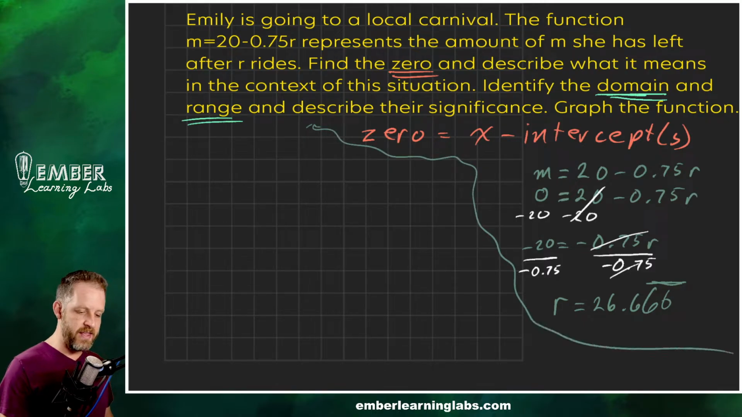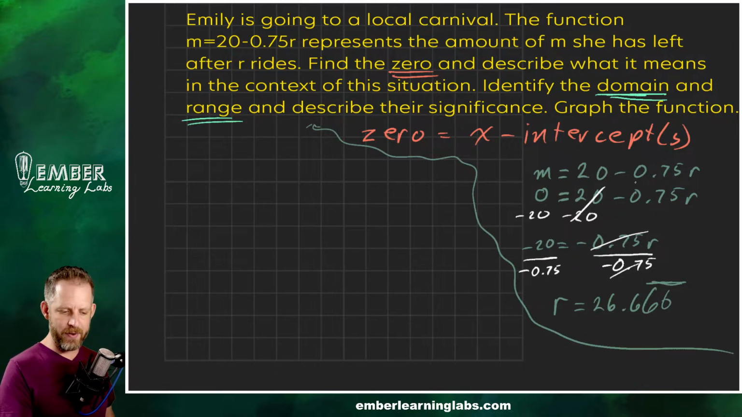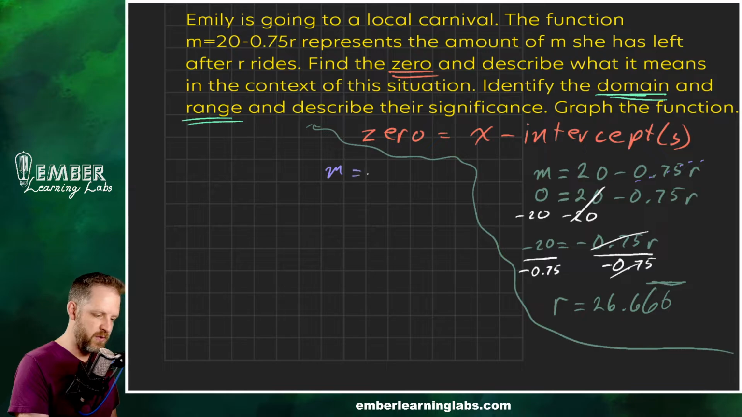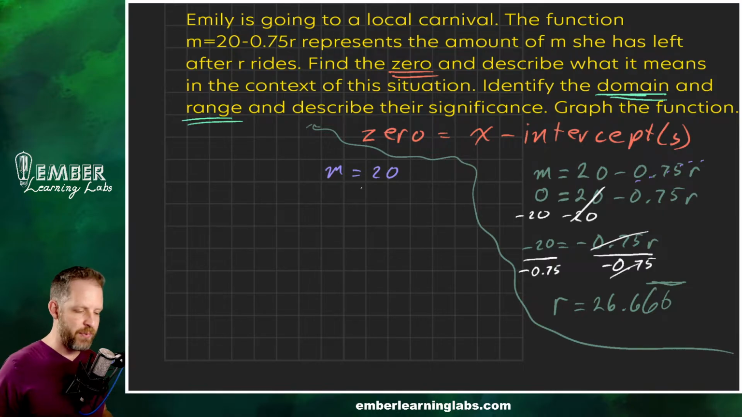Let's find the other intercept. So let's find the Y-intercept, or the M-intercept in this case. We're going to put a 0 in for r, and this is just going to cancel. So the M is going to equal 20. Now we're asked to describe what it means in context.